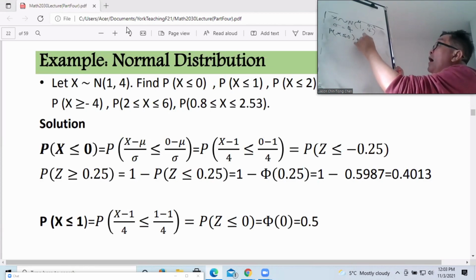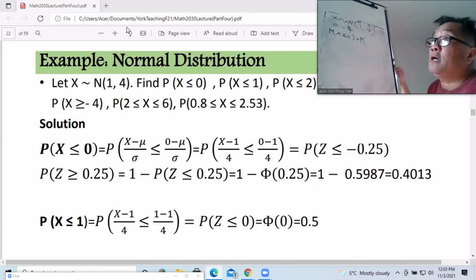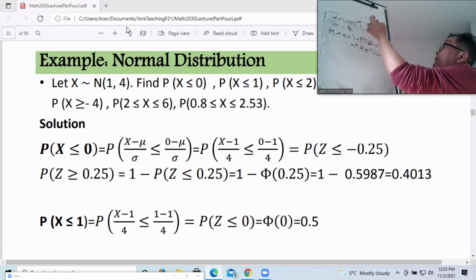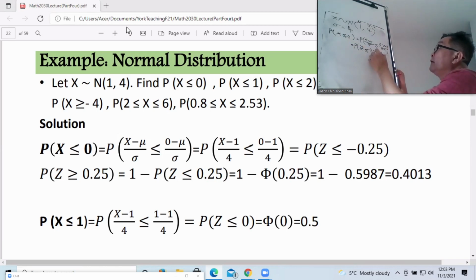So we want to convert to Z in order for us to find the probability value. X minus mean over standard deviation: 0 minus mean over standard deviation. So this is Z. The mean is 1. The standard deviation is 4. Variance is 4 squared, that means 16. So it's 4.